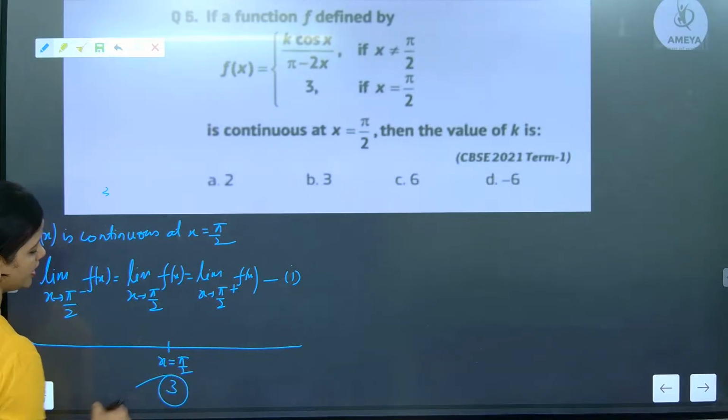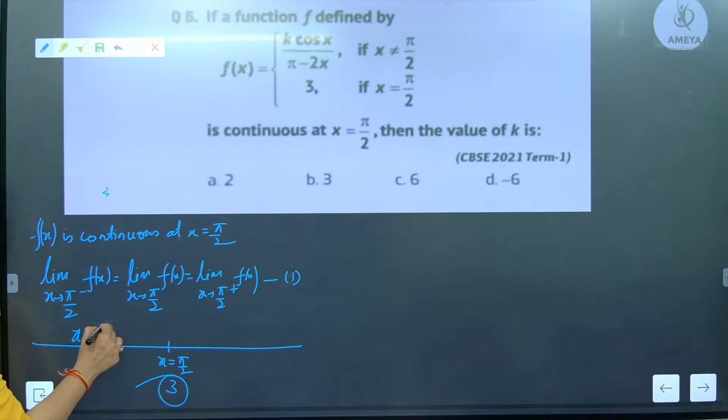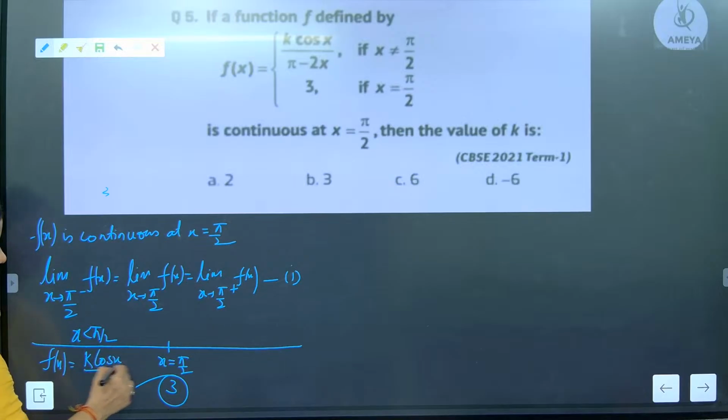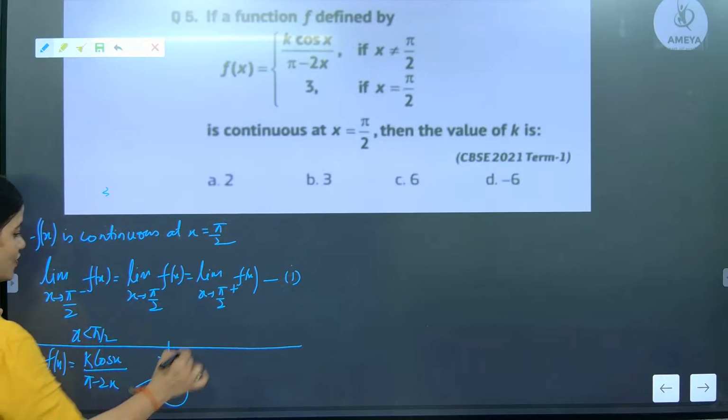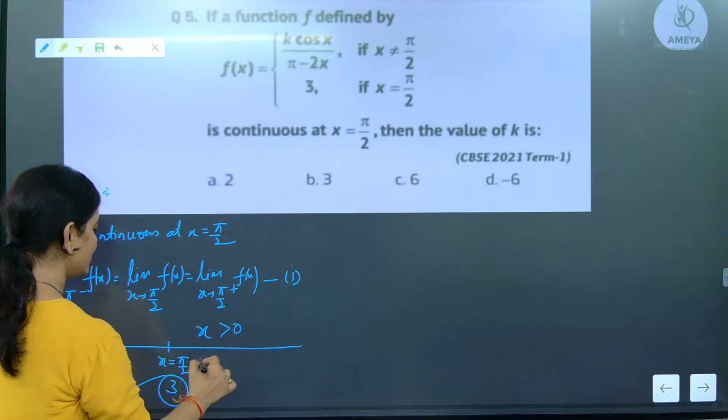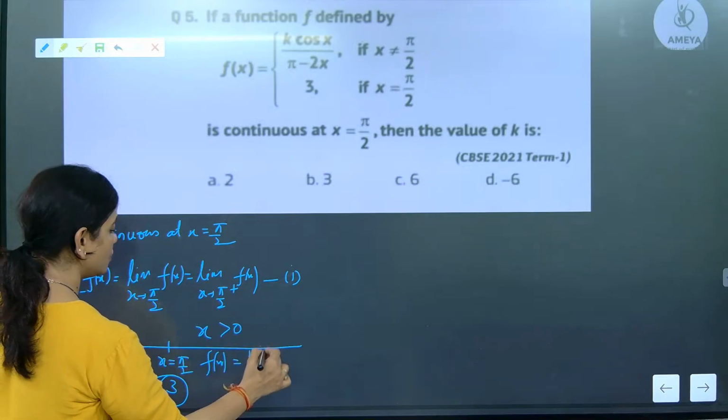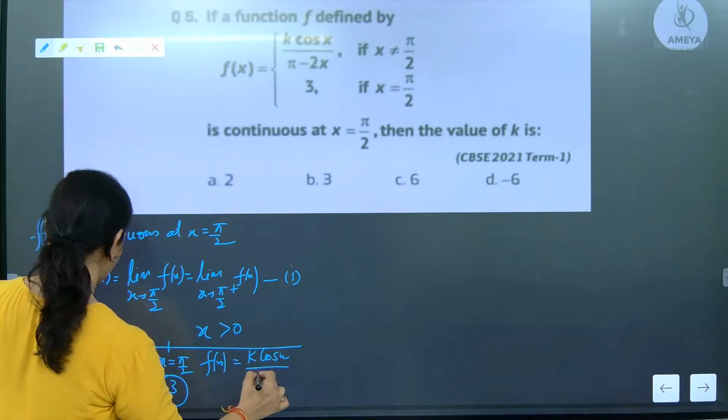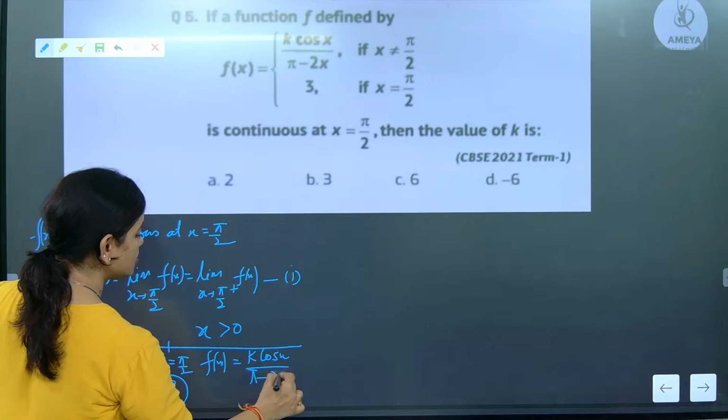When x is less than pi by 2, our f of x is written as, yes? Option C. You got the answer. So fast you got the answer. K minus 2x, x is greater than 0. f of x is equal to k cos x by pi minus 2x.